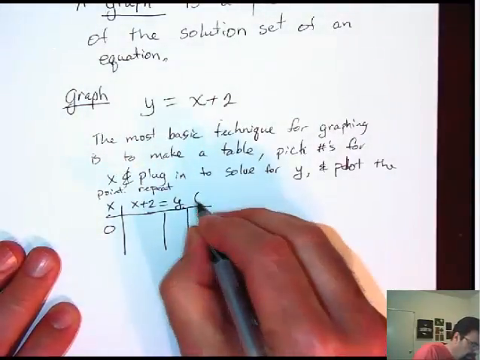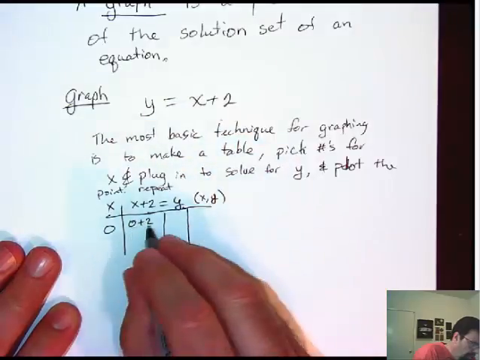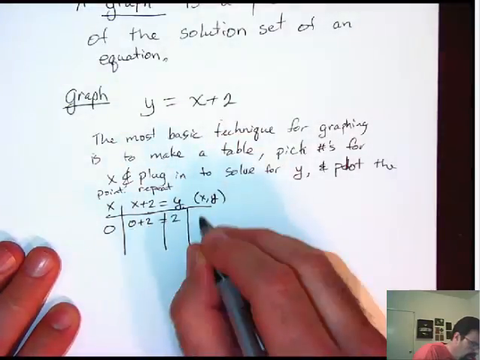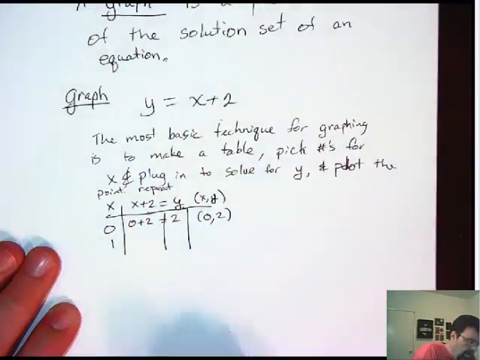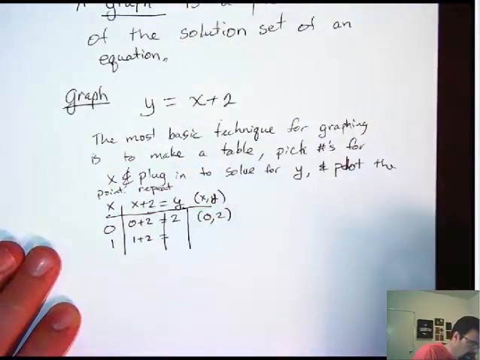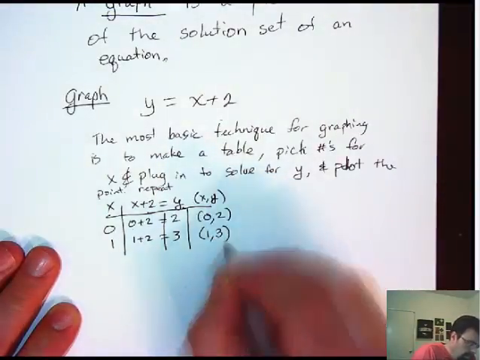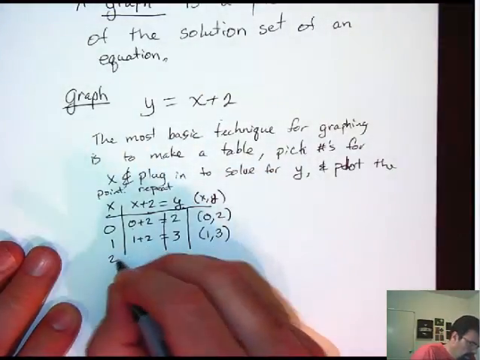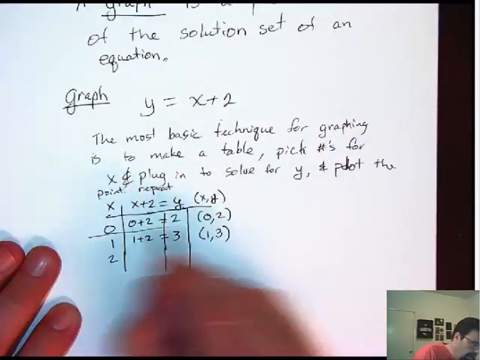So I'm going to pick a number for x, 0. Plug it in to the equation. 0 plus 2 is equal to 2. So I'm going to plot the point 0, 2. I'm going to repeat that. Pick the number for x, plug it into the equation, solve it for y, plot that point, and keep doing it until I know what it is.